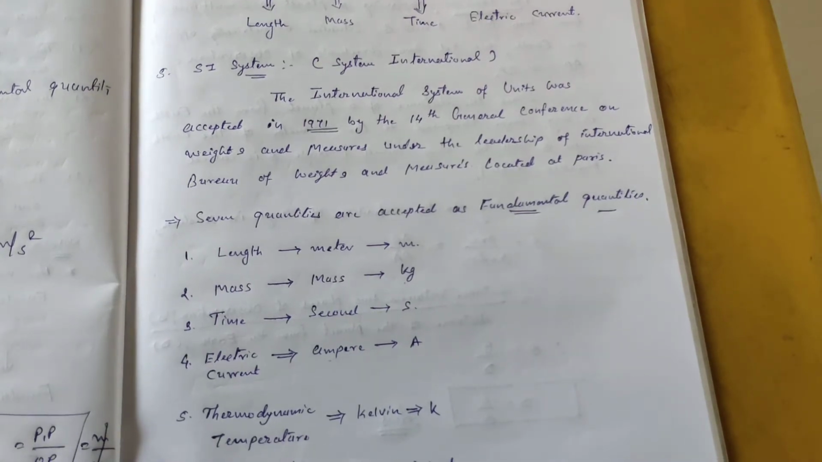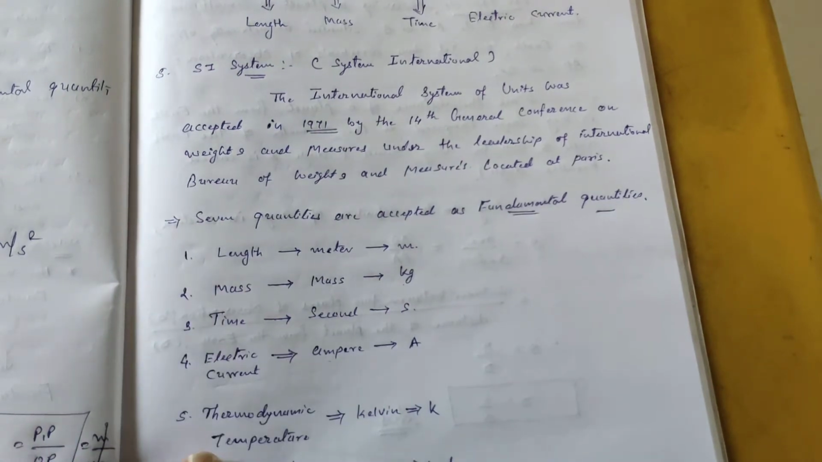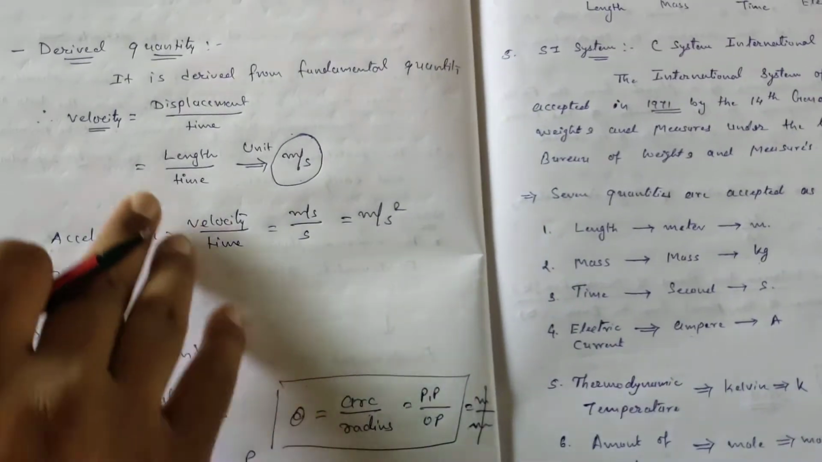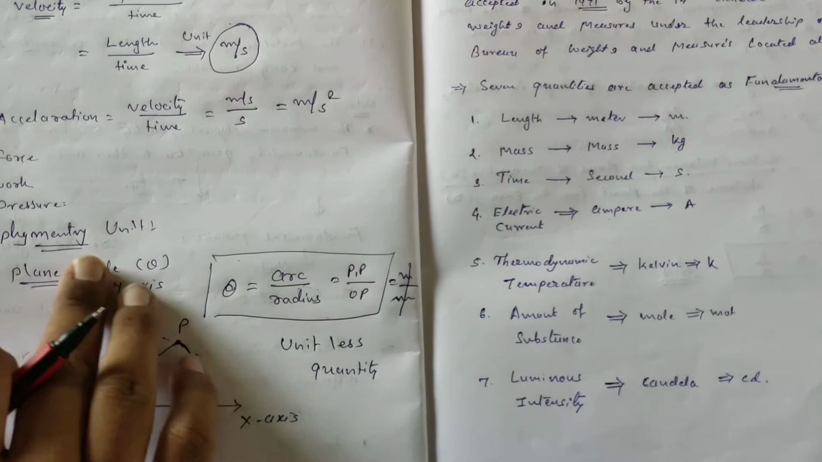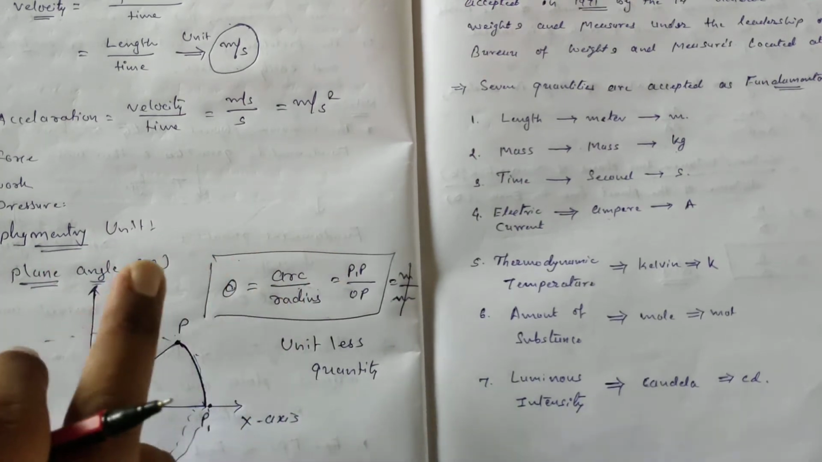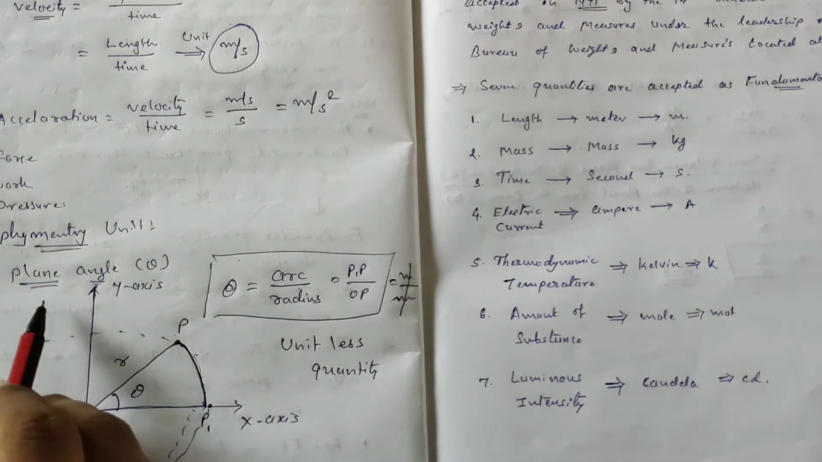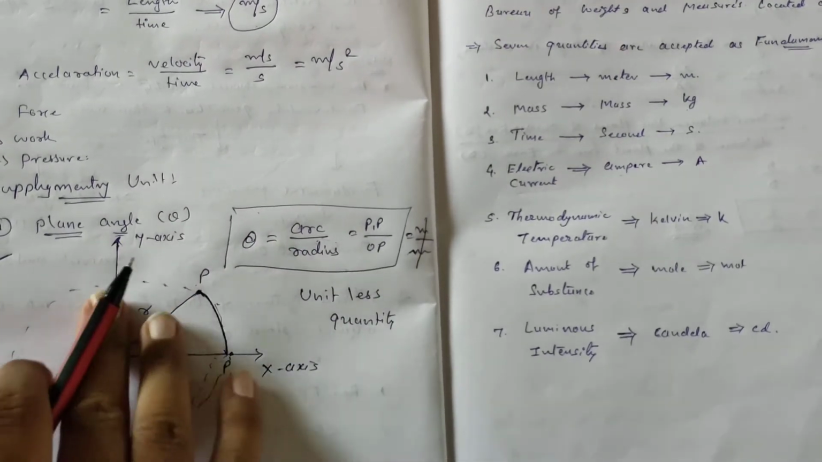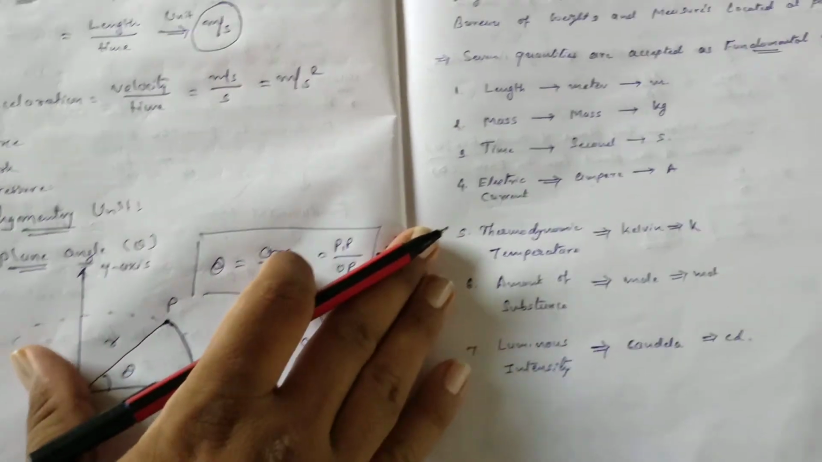Now, in the last video, you saw the SI units. There are 7 basic quantities which we considered as fundamental quantities, and then in the last video I explained what we mean by derived quantity, and then we saw what we mean by supplementary units. In supplementary units, we have two units: the first one is plane angle and the second one is solid angle, but out of them plane angle is important. So I explained in the last video what it means and how to find theta. It is nothing but arc upon radius.